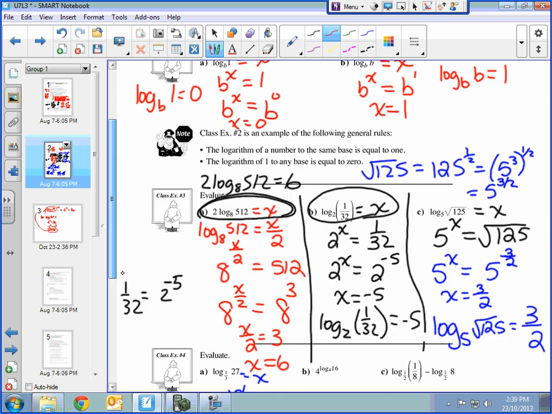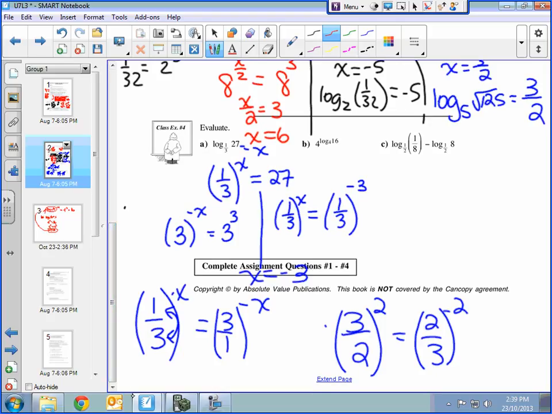Okay, so back to C. Okay, in C, you see how there's 2 things going on here? Yeah, so you find the answer for both of them, and then you subtract it. So let's start with this one first.